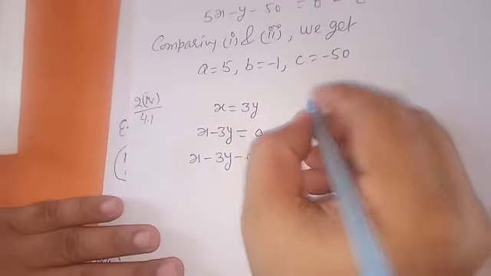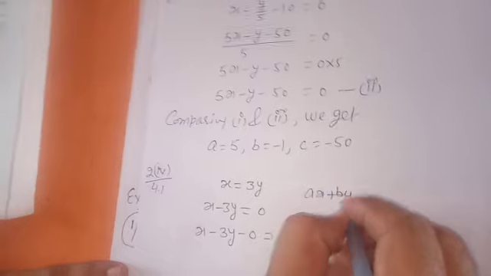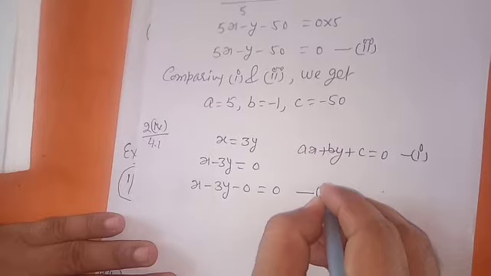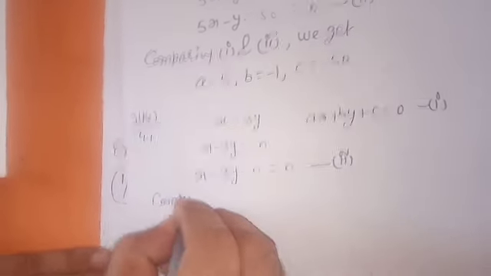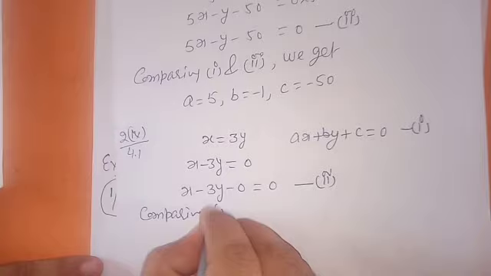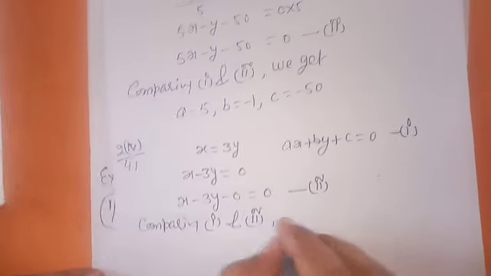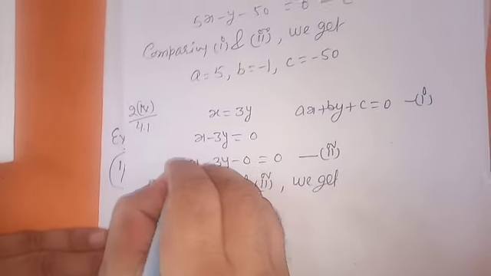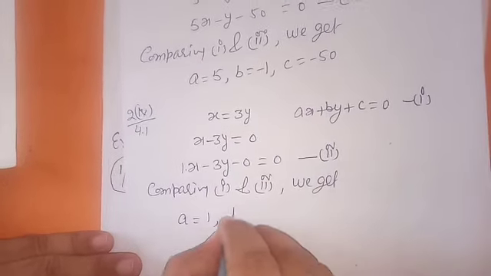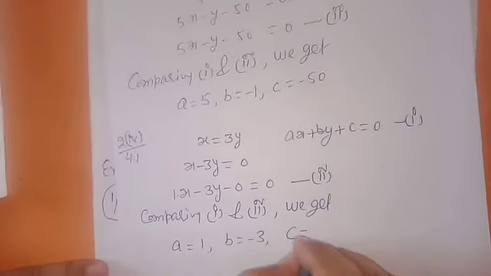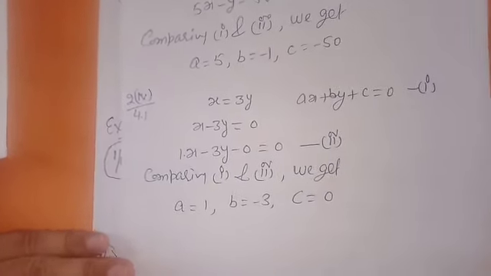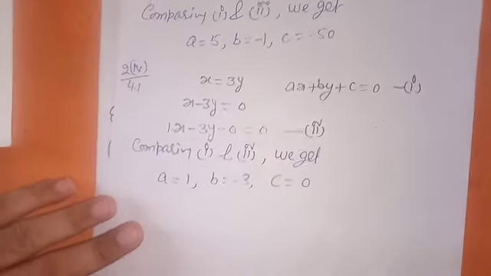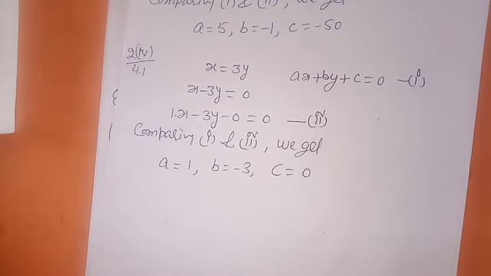So compare with ax plus by plus c equal to 0. This is your first, this is your second. Comparing first and second, what do we get? For the value of a, nothing is written, which means 1. So a is equal to 1, b is equal to -3 and c is equal to 0. So you can solve the remaining questions also.